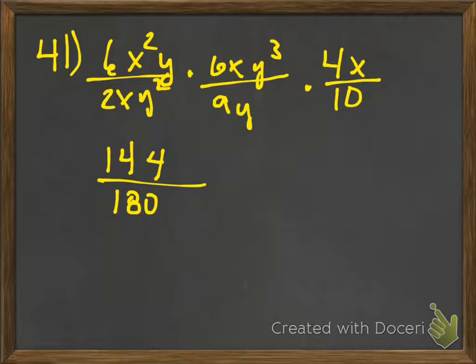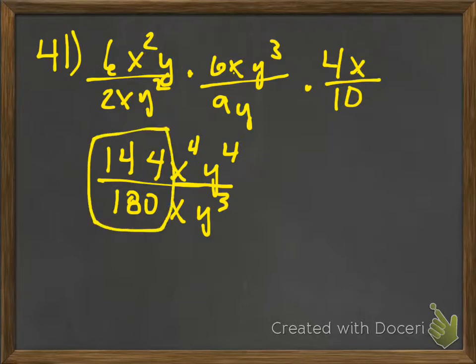X squared times x going straight across on top gives me x to the 4th power. Y times y cubed is y to the 4th. X on the bottom, and then y cubed because y squared and y gives me y cubed. Okay, this part right here you could type into the calculator and get 4/5. The next part, subtract your exponents. 4 minus 1 is x cubed. Y, 4 minus 3 is 1. If you get a negative, remember those numbers go to the bottom.